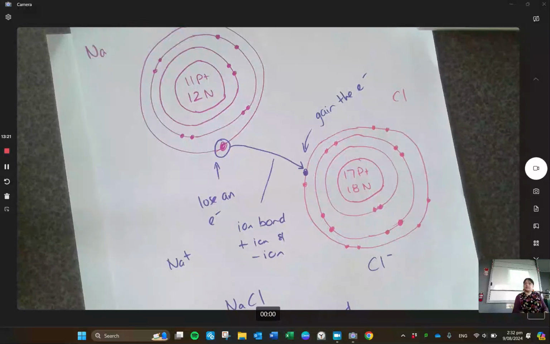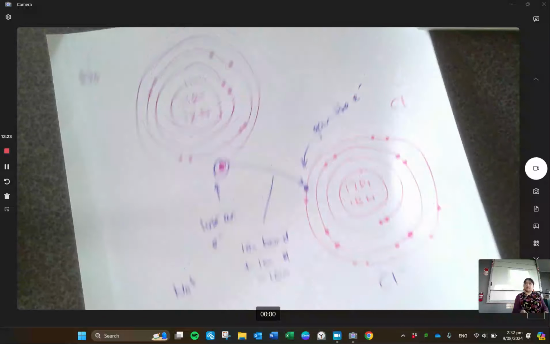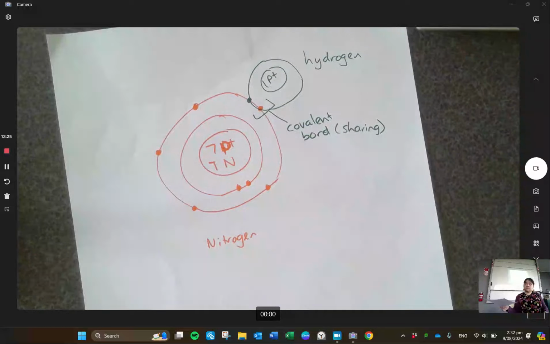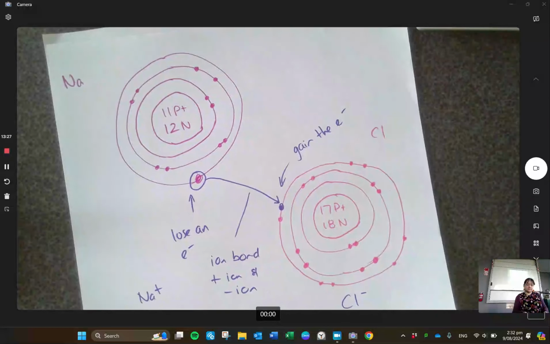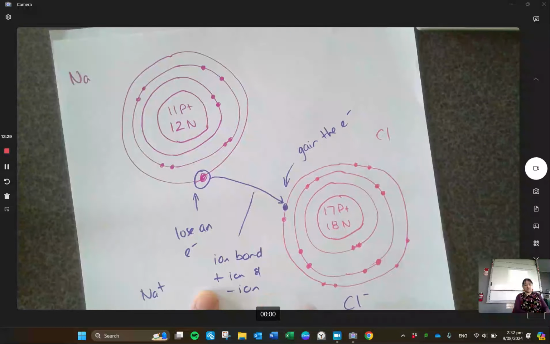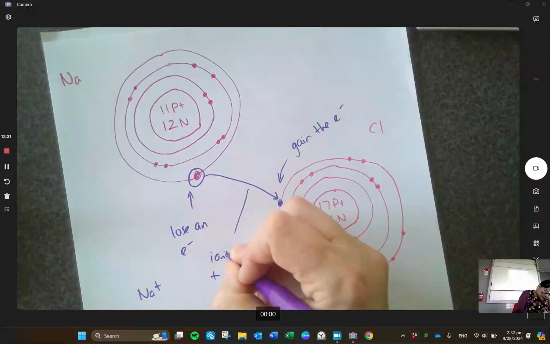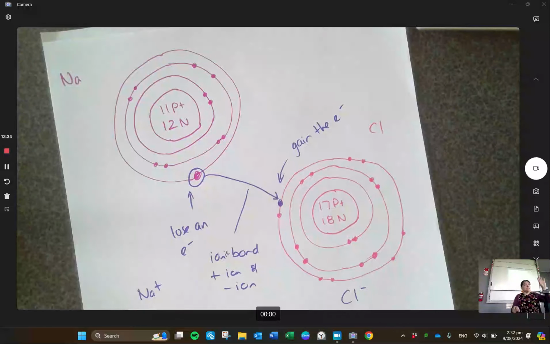All right. So ionic bond, it's the attraction between the positive ion, the cation, and the negative ion known as the anion. So that's one type of bond. And then the one that we're going to be talking about in organic chemistry is the covalent bond.